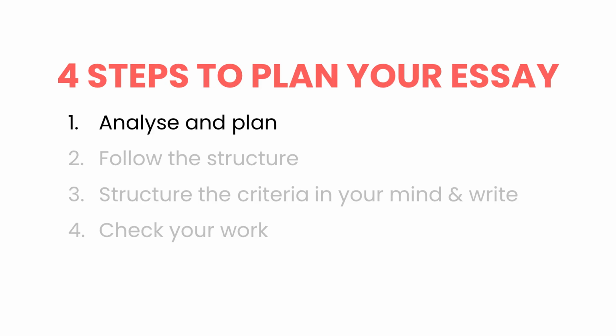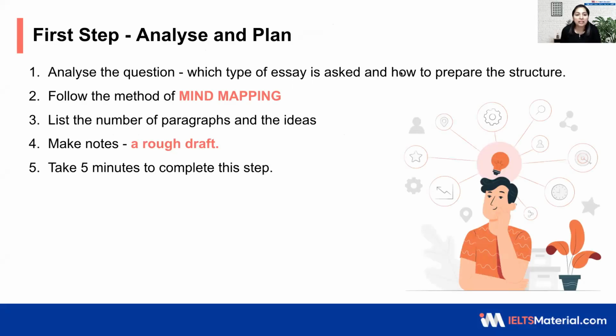Now let's discuss the method to plan and write an essay. Now let's discuss the 4 steps to plan your essay. The first step is analyze and plan. In this step, the main idea is to analyze the question clearly, to see which type of essay is asked. There are 5 types of essays in Writing Task 2. So analyze which type of essay is asked and how to prepare the structure.